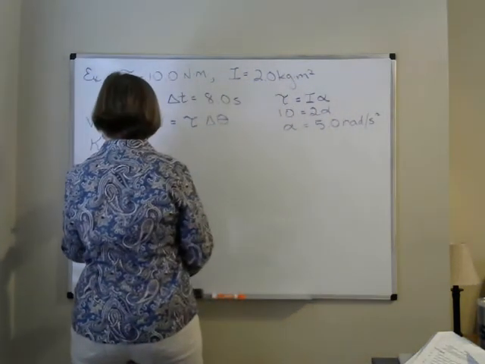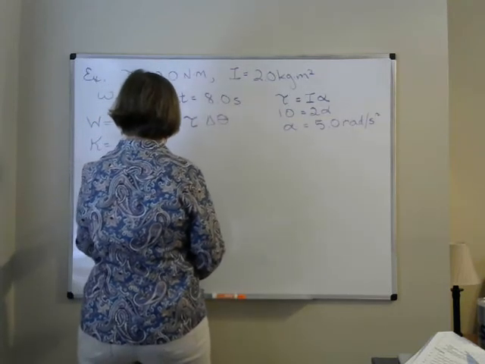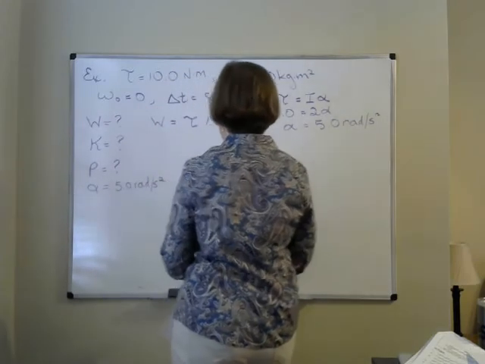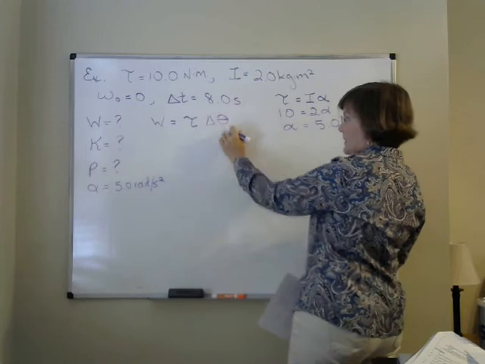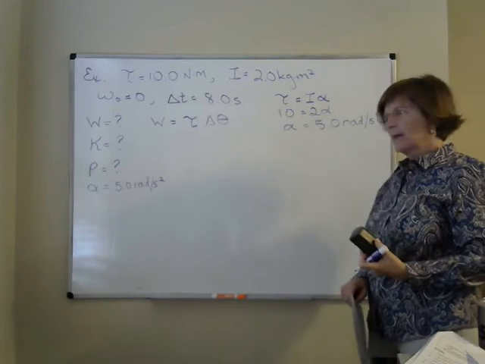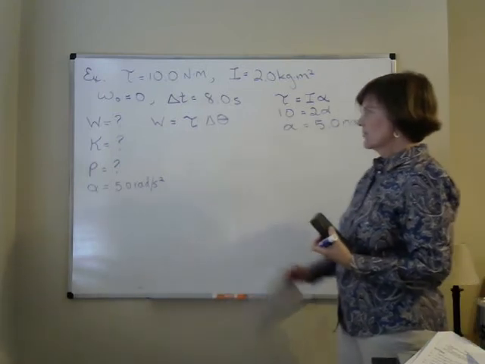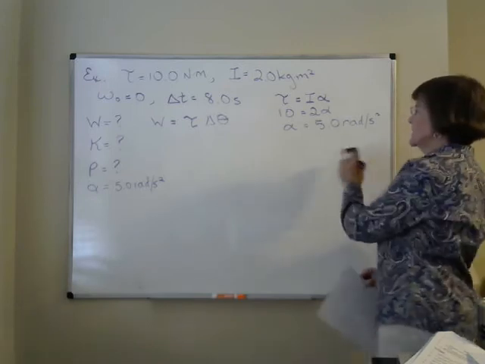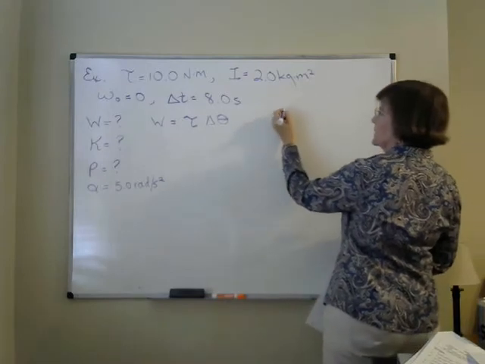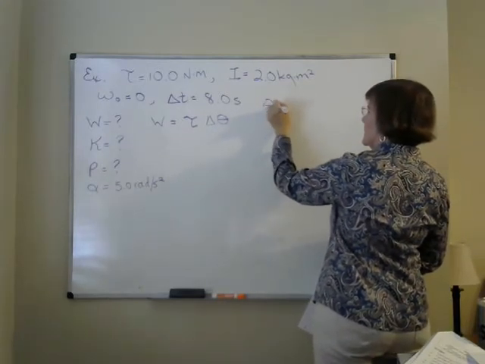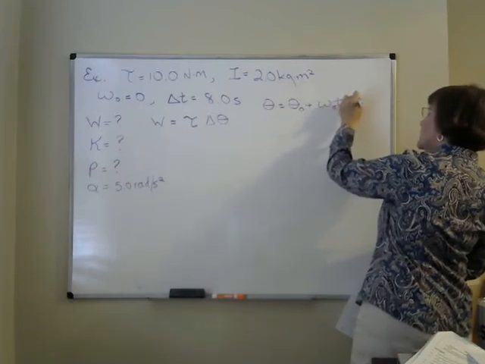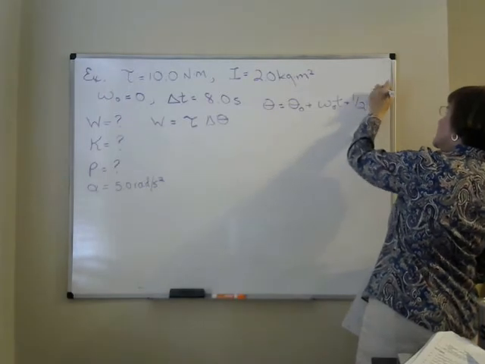I have a constant torque, so I have a constant acceleration. All right. I really want to know that. So I think I'm going to have to go back to one of our original formulas and say, hey, if I start at rest and I have this much acceleration, how far will I rotate in 8 seconds? That looks like this. Theta equals theta 0 plus omega 0 t plus 1/2 alpha t squared.